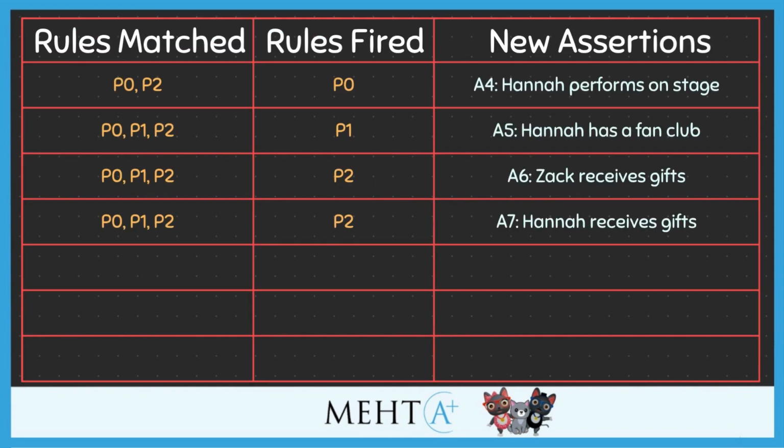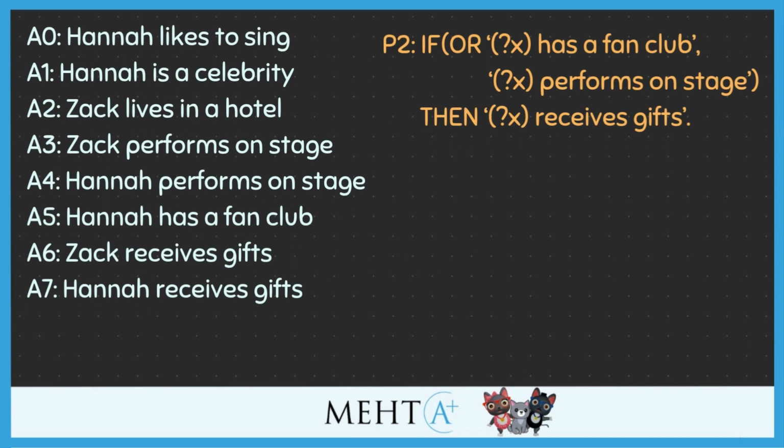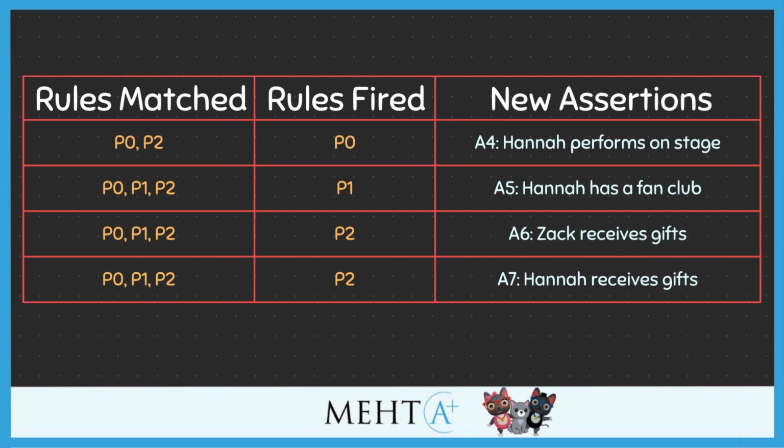Before we go on to the next row, will we be able to create any new assertions? We know that A5 was also matched with P2's antecedent, but that would again just give us Hannah receives gifts. So there's no assertions to be created. We're done. That's forward chaining.